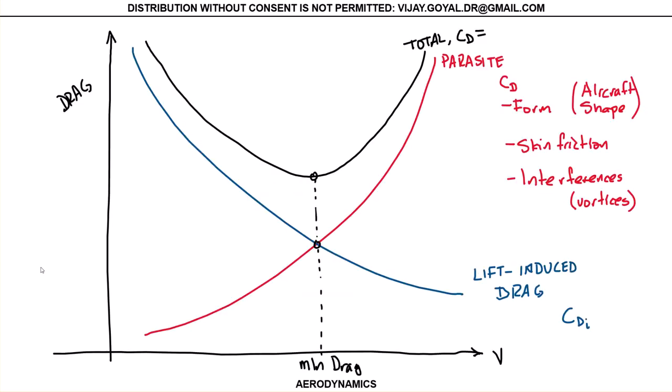Now, when I talk about drag, there are a couple of things to keep in mind. First of all, we have something called parasite drag, and that drag includes the form drag, that's basically the shape of the aircraft, the skin friction, and the interferences such as vortices, etc. And this drag is the lift induced. This drag exists because we have lift. Just the fact that we have lift, we will have a drag.